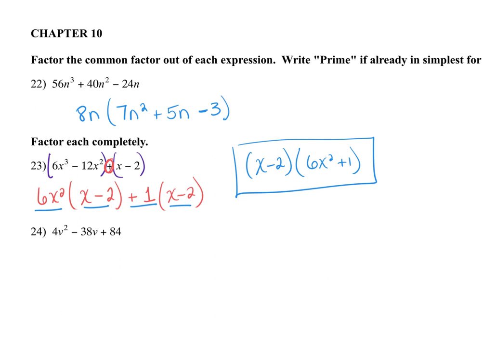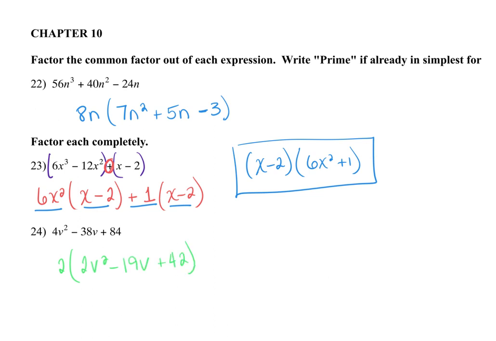Right? For the next one, when you see something like 84 and 4, chances are good you have something in common to take out, okay? So, what do I have in common between 4, 38, and 84? 2. Yeah, 2 actually is. So it starts with a 2. If you still have an even number across the board when you take out a 2, then you'll be able to take out another one, which is technically 4. So we are going to take out the 2 first. We will have 2v squared minus 19v plus 42.